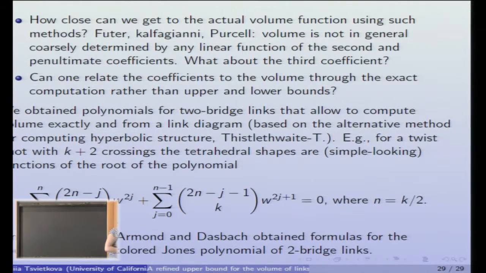So we have an explicit polynomial, and on the other hand, Armond and Dasbach obtained formulas for the coefficients of the colored Jones polynomial. They also have very explicit formulas which give you these coefficients for two bridge links, and also they have them from the diagram. We are working on trying to relate them, but there's still a lot of work to be done.